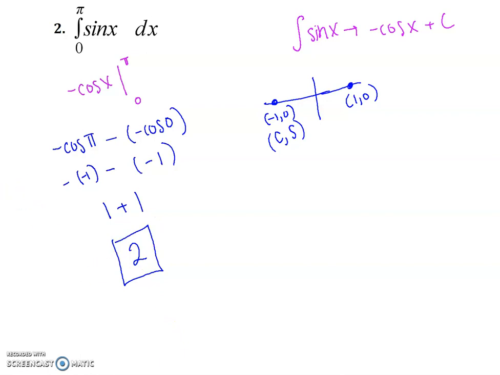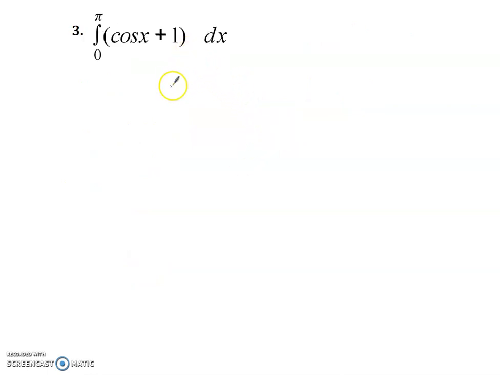So let's do another trig example where it's more than just a single trig function. Again, we're going from 0 to pi of cosine of x, now we have this plus 1. Look on your integral sheet. If you find the antiderivative for cosine, I can see that that goes to sine. And then I don't need the plus c for the definite integral.